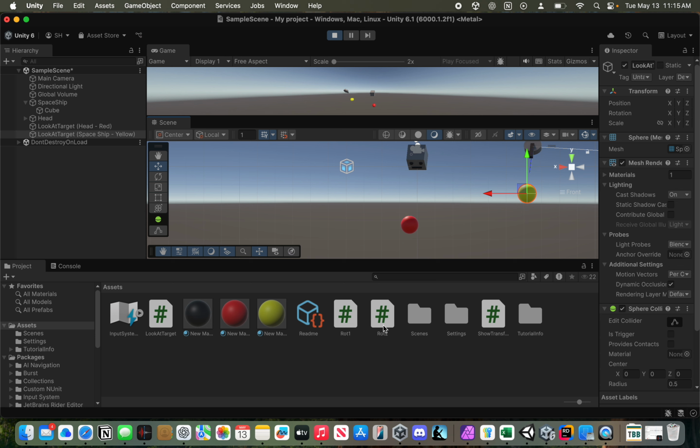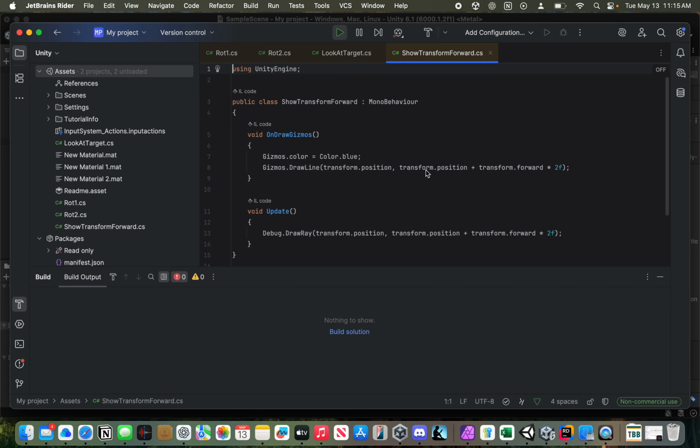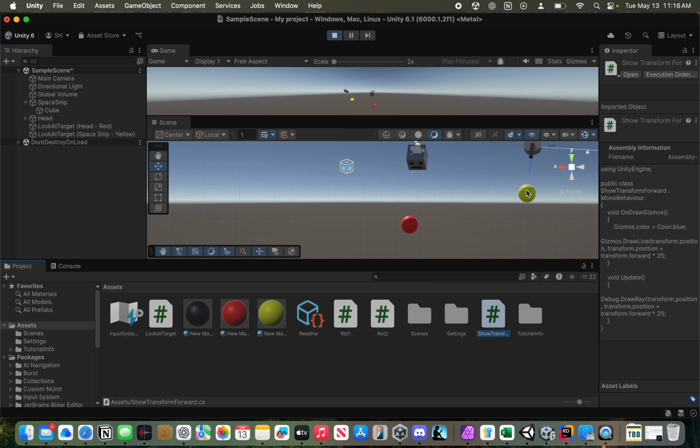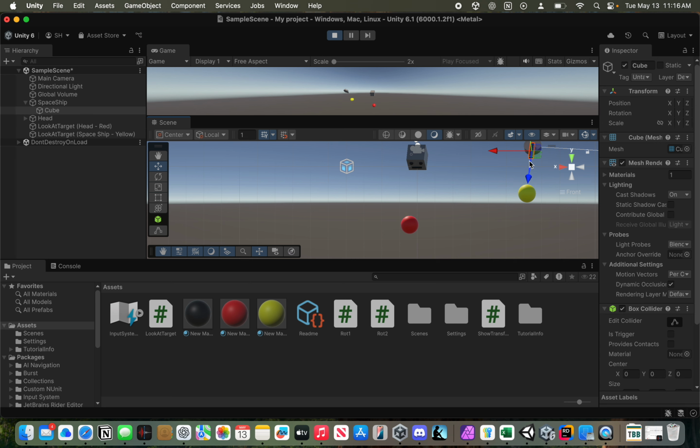One other feature of this demo is this blue line coming out of Z forward here, and that is this script. It's an OnDrawGizmos gizmo, set it to blue, and then draw from the center of the object to 2 times transform forward, so 2 units forward. And that's just another way to visualize forward. The other way to visualize forward is in a mode where you've got movement selected. It's the blue arrow, it's the Z forward arrow.